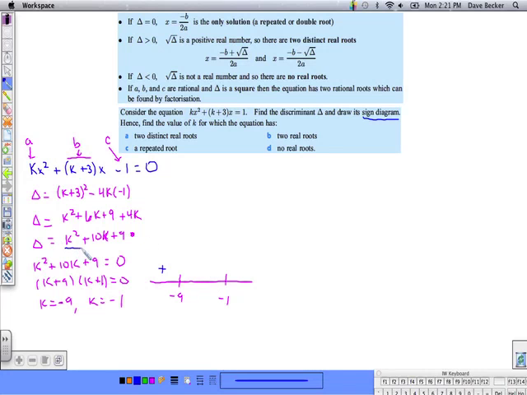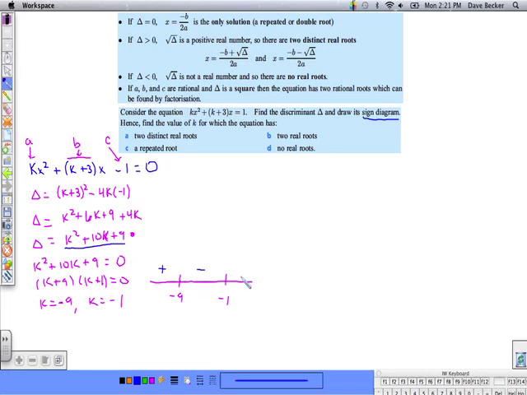Again, I'll go up here and do it in my head, and I don't care about the solution really, I just care if it's going to be positive or negative. So -2 squared is 4, okay? 10 times -2 is -20, so 4 minus 20 is -16, plus 9 is -7. This is going to be negative. Any value of k I chose between -9 and -1 would result in a negative discriminant.